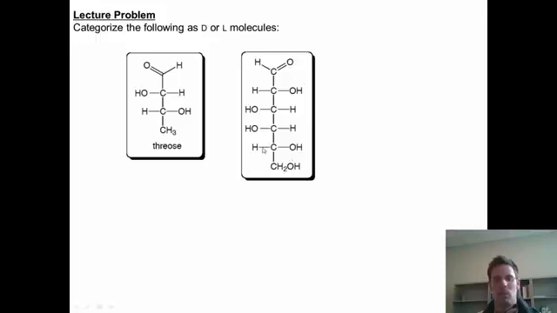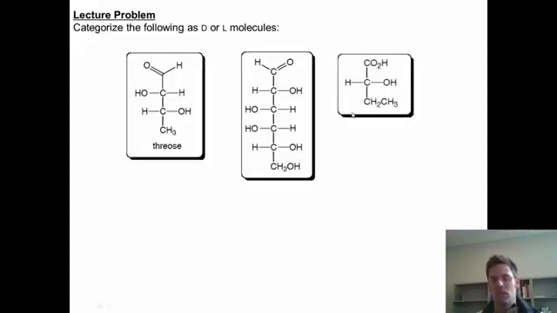Here's a more complex molecule. Once again, I do not look at the CH2OH, I just look at the OH coming off of here. What is it? It's pointing to the right, therefore it's a D molecule. Here's a Fischer projection of a simpler molecule. I look down here, there's only one OH, and it's pointing to the right. So once again, it is a D molecule.